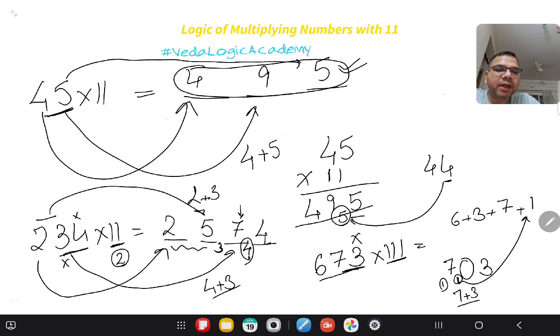Now I have taken all 3 of them together, so I'll have to leave behind 3 now. So now I'll do 6 plus 7, plus the carry part, which is 1. So 6 plus 1 is 7, 7 plus 7 is 14. And 1 is again the carry. Now for the last part, if you see, I have taken 7 already, I can't take it anymore. I have to use 6 only. For this part, it becomes 6 plus 1, that becomes 7. So the answer becomes 74703.